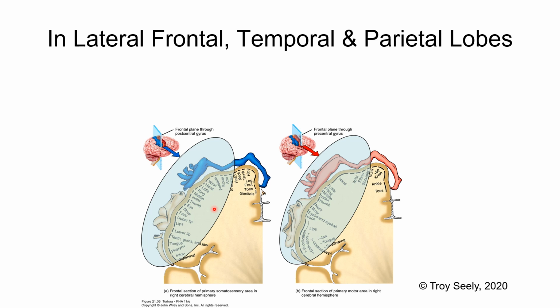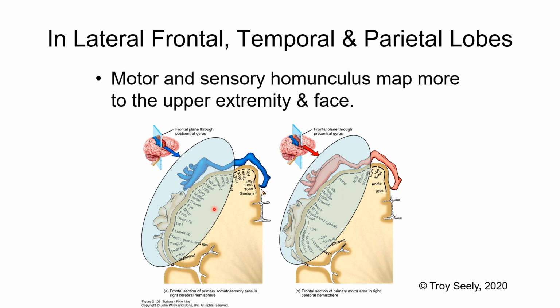We're going to see a greater amount of facial and upper extremity compromise. So we have both a motor and sensory homunculus map that is more involved towards the upper extremity and the face.